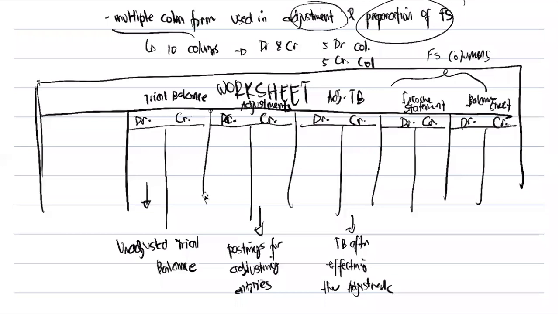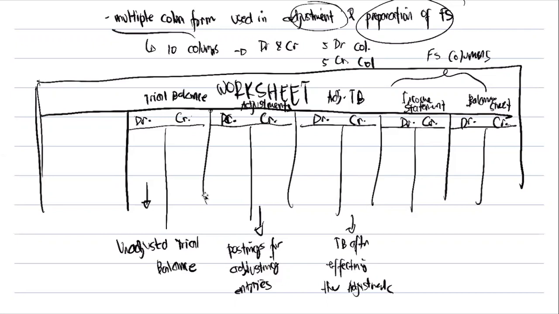So 10 columns kasi nga 10 yung division niya. Pero kung i-divide natin siya as a debit and credit, it is composed of 5 debit and credit columns. So 1, 2, 3, 4, 5. The first column is your trial balance. And then we have your second debit and credit column known as your adjustments. We have your third debit and credit columns, adjusted trial balance. Fourth debit and credit column is your income statement. And fifth debit and credit column is your balance sheet.